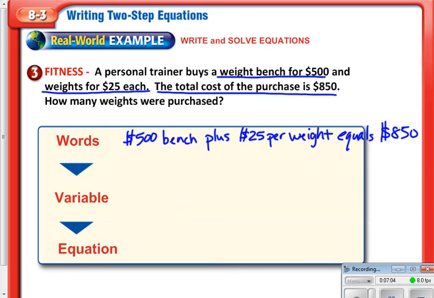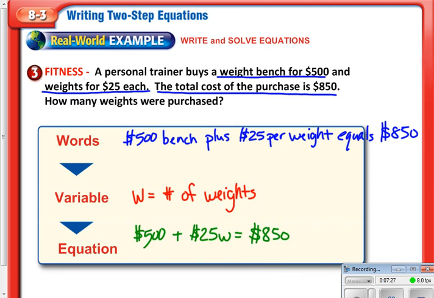First part in words here, I underlined some of the key things there. Well, we purchased a $500 bench, plus we made payments on $25 per weight, and we know our total charge was 850 bucks. I used W to represent the number of weights. Remember up above it says it's $25 per weight, so that is the unknown, so that is our variable. And last, the equation there would be $500 bench plus the $25 per weight equals the $850 charge.